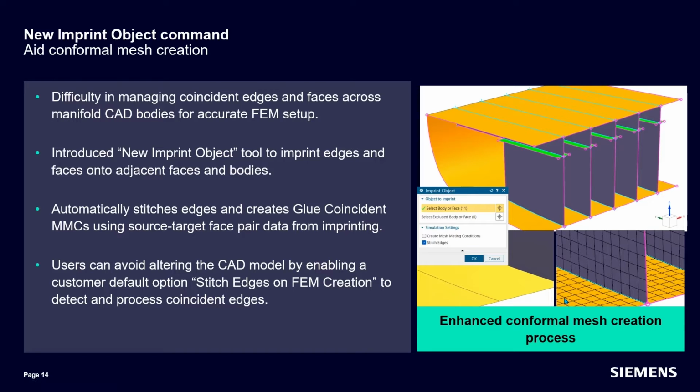So some other enhancements that we can take a look at is right here. We have a new command called the imprint object command. In the previous versions, the user had difficulty managing the coincident edges and faces in the CAD bodies, which would affect your FEM file. So now we have a new command called imprint object. What this tool does is it helps you imprint edges and faces onto the adjacent faces and bodies. It will also automatically stitch the edges and create a glue coincident MMC using the source and target face pair.